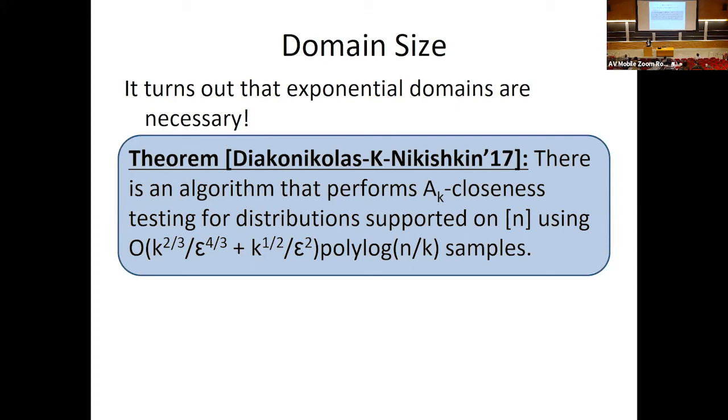There is a tester where the sample complexity is K to the 2/3 over epsilon to the 4/3, the thing we would have suspected given the finite domain case, times a polylog n over K. So until the domain size becomes exponential, it does behave similarly to the discrete case.